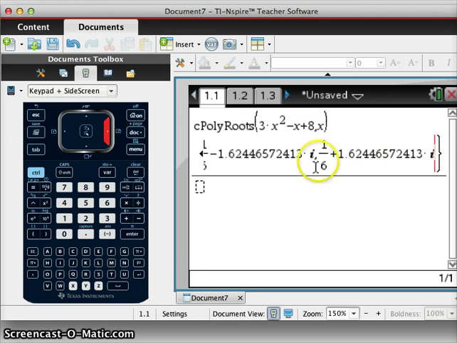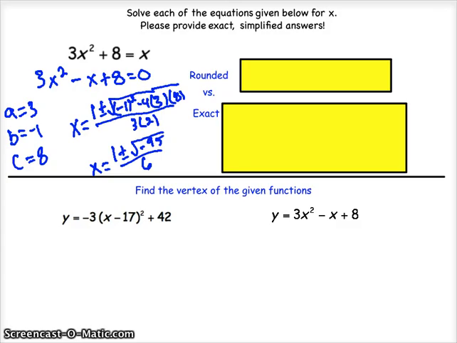So 1/6 plus or minus 1.624 i will be about the best answer we're going to get. There are our two rounded solutions, rounded off on the right there. If you want them to stay exact, you're going to have to do the work yourself, unfortunately.